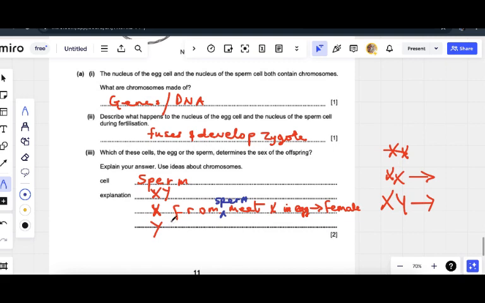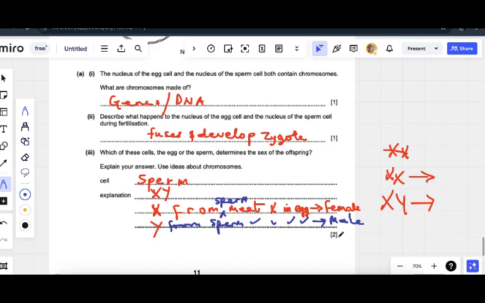Now when the Y chromosomes from sperm meet with the X in egg, become a male. I just use the tip to show it's the same tip. Meet with the X in egg, it become what? Male. So this is why the sperm is responsible for the sex of the baby.